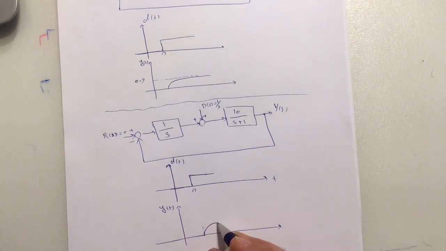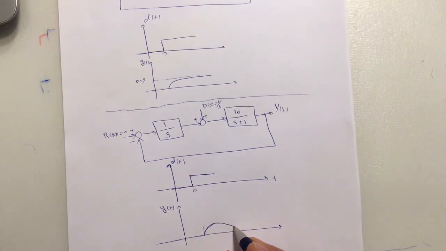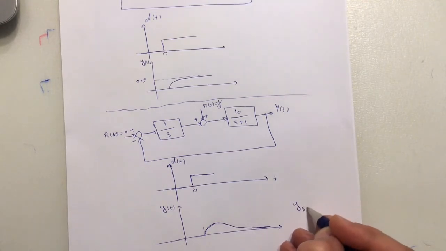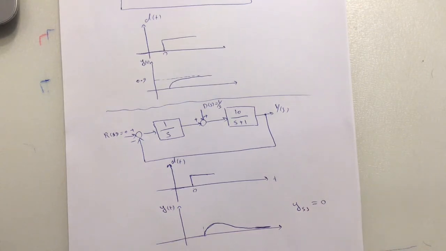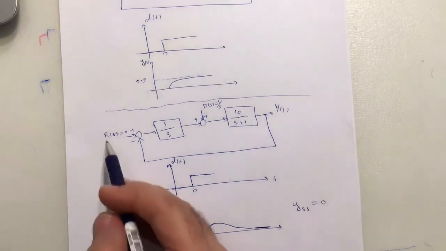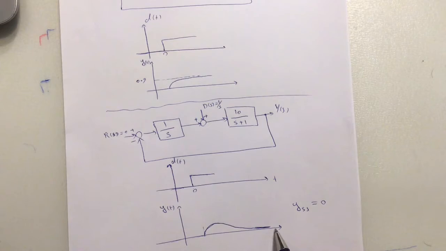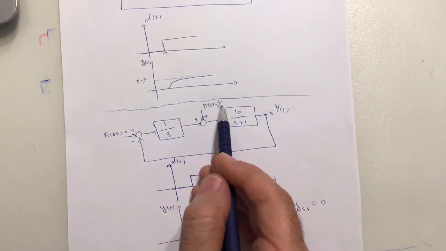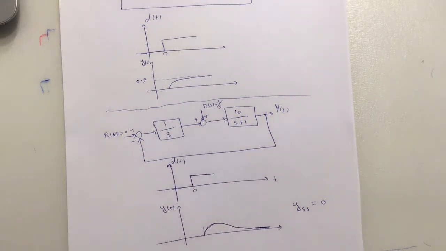The output goes all up, but it comes back to 0, which means that the steady state value of YSS is 0. And because the reference is 0 and YSS is 0, therefore the steady state error is 0. That's why I wrote in the theorem that the steady state error is 0 if you have the unstable pole of the disturbance here.